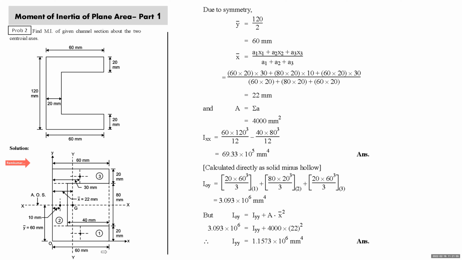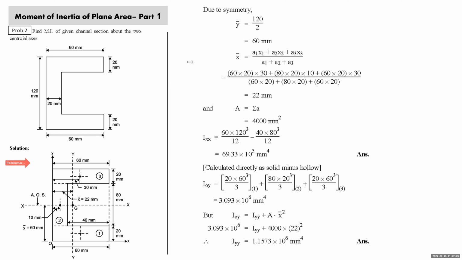Now I took this OX and this is OY. All right. This component is 60 by 20. This component is 60 by 20. Middle component is base width 20 and height 120 minus 20 minus 20, that is 80. So this is your 80 mm, 20 mm, 80 mm. So all the three components are well defined. Component number 1 is of base width 60 and height 20. Component number 2 is of base width 20 and height 80. Component number 3 is of base width 60 and height 20.